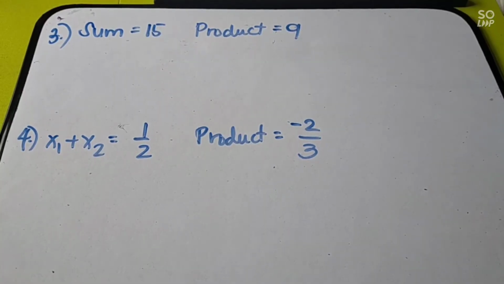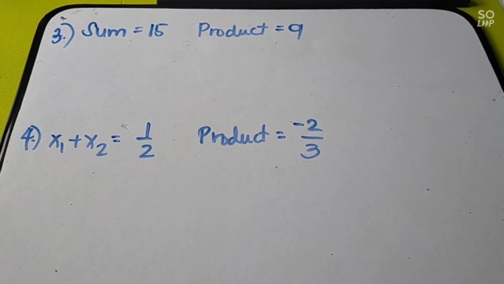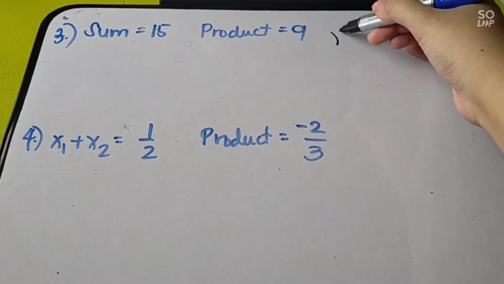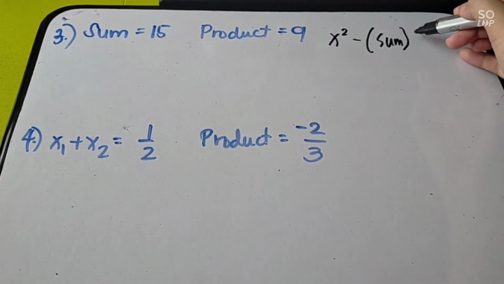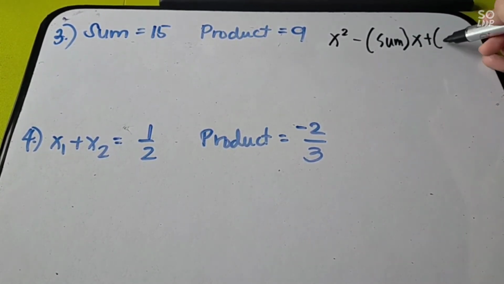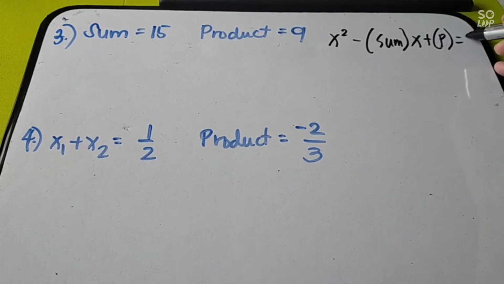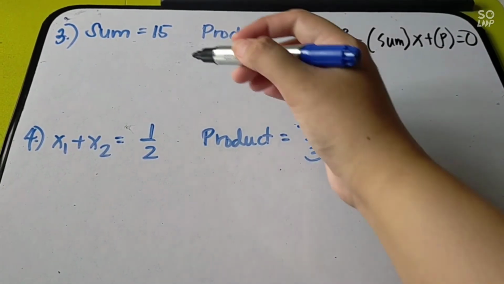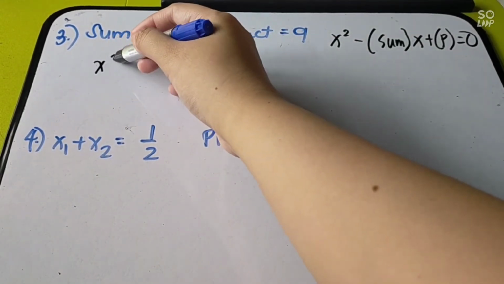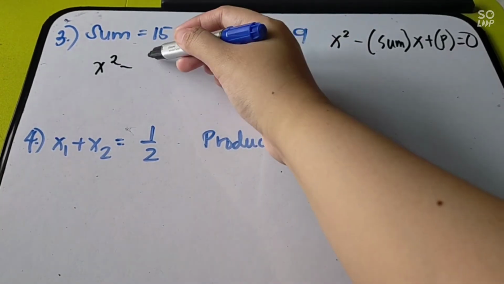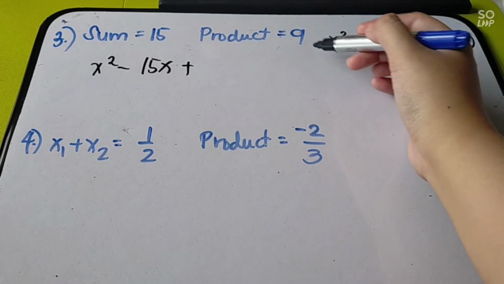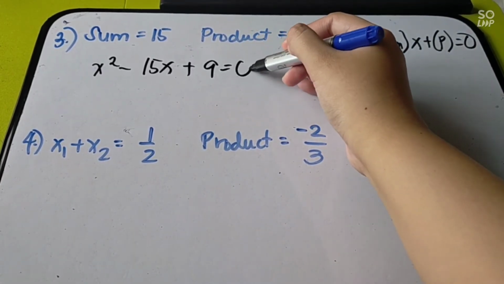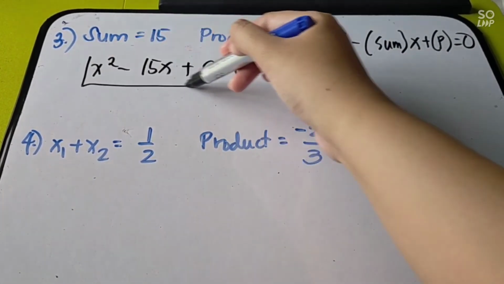Number 3. Sum is 15, product is 9. Let us find the quadratic equation. Again, we have a formula of x squared minus the sum, then x plus the product, then equals to 0. So, yan lang yung pattern natin. So, you have here x squared minus, ang sum natin, we have here 15x, then plus, your product is 9 is equal to 0. We're done. Ito na yung sagot natin.